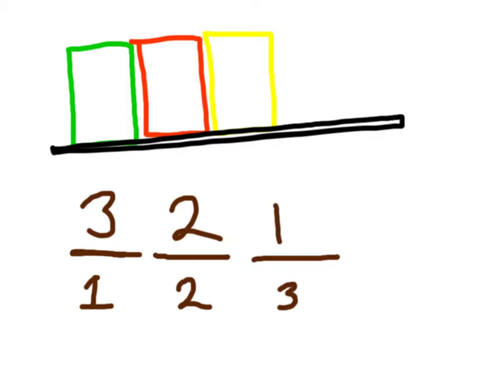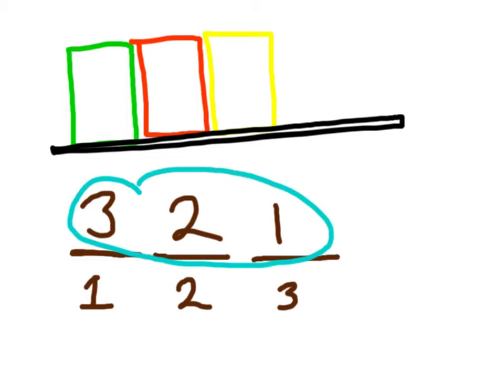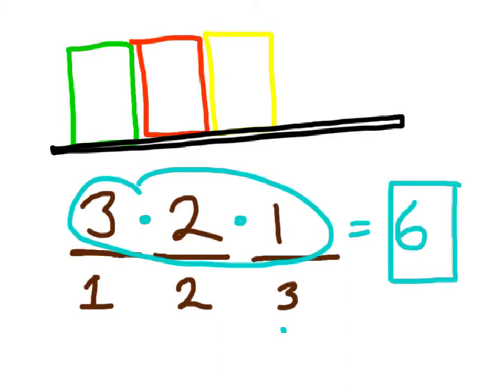Now, the cool thing is that if you just multiply those things together, you get 6. And 6 happens to be the number of permutations.